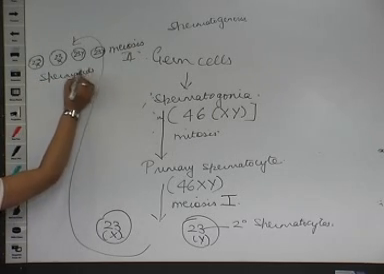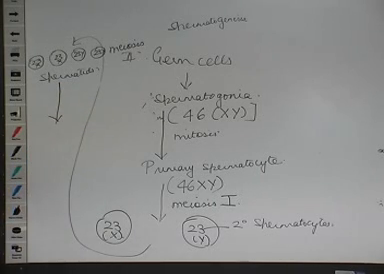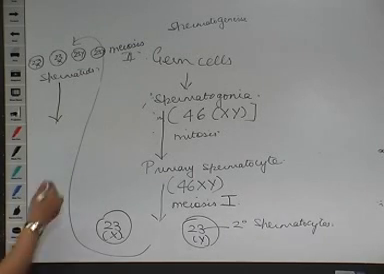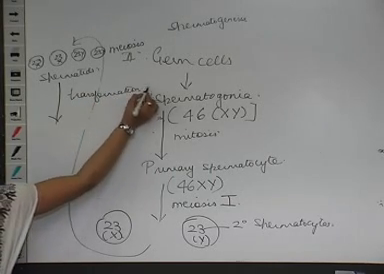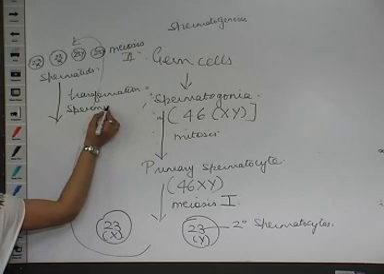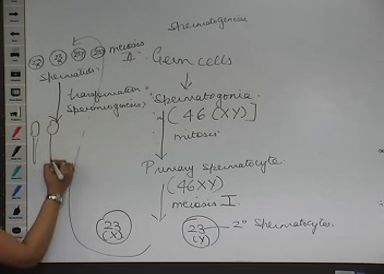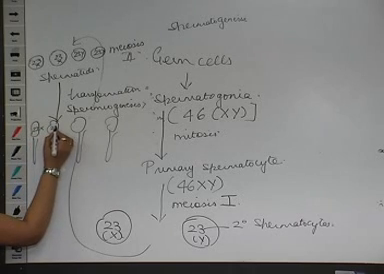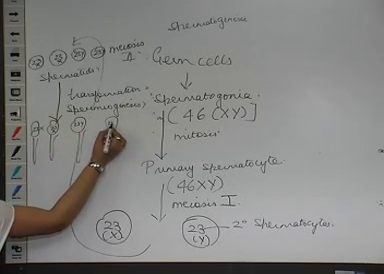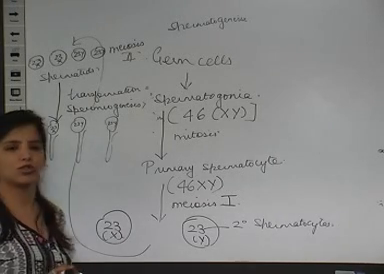Now, once these spermatids are formed, neither will they undergo mitosis, neither will they undergo meiosis, they will simply undergo transformation. This transformation is called spermiogenesis and they will form 4 sperms. So the chromosome number of the sperms is 23X, 23X, 23Y, 23Y.